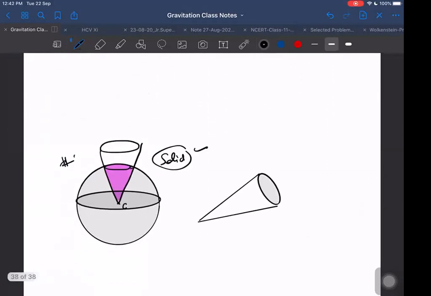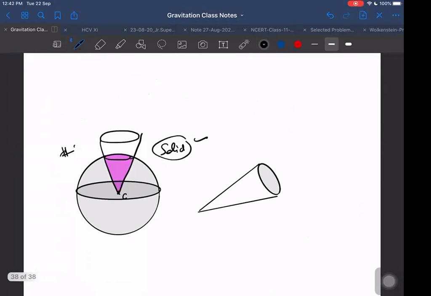Yes, sir, we tried. Okay, try it once. And for the solids, also try to find the field at the center. If you can find it for the total solid, and you can find it for the cone at the vertex, then you can find it for the remaining portion. Sir, we already found it for the solid frustum. Yes, then we can do this also. That's why I'm telling you to do it. Otherwise, I would not even give it to you. That's why I'm saying you can do it.